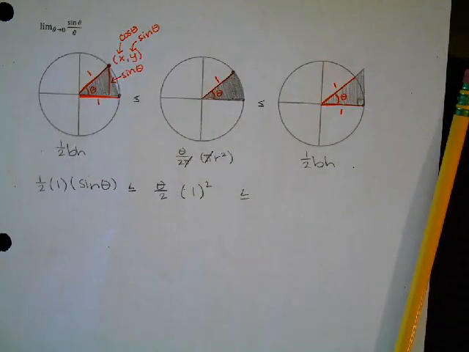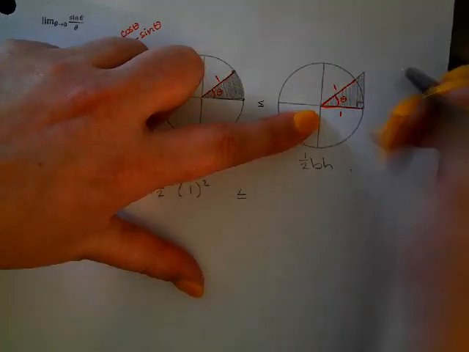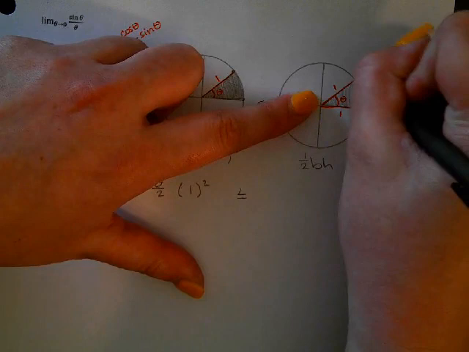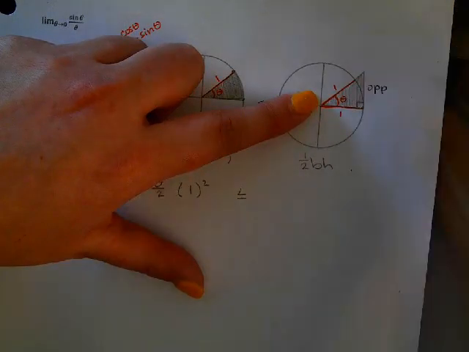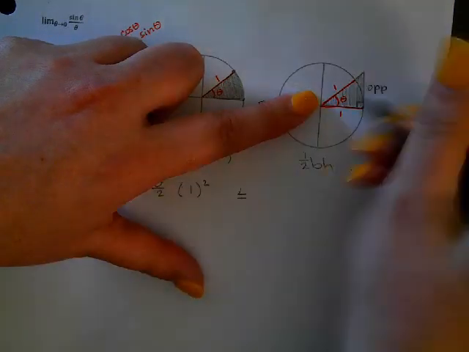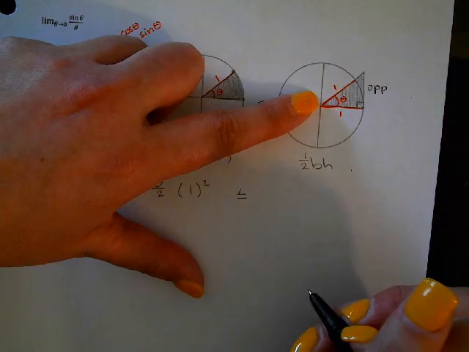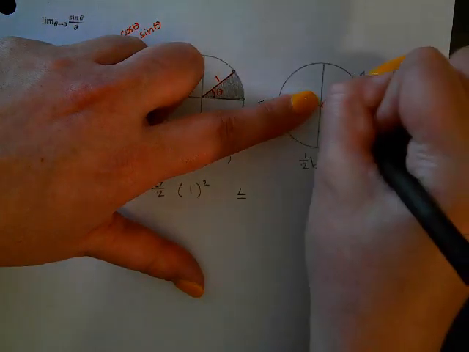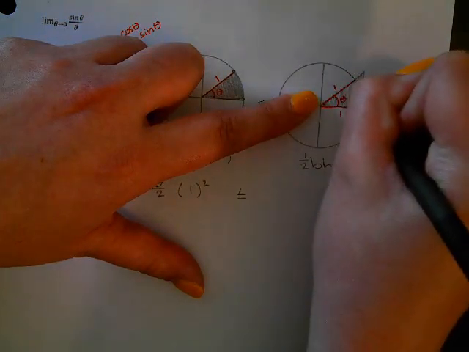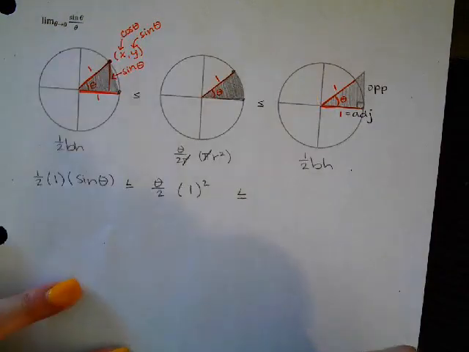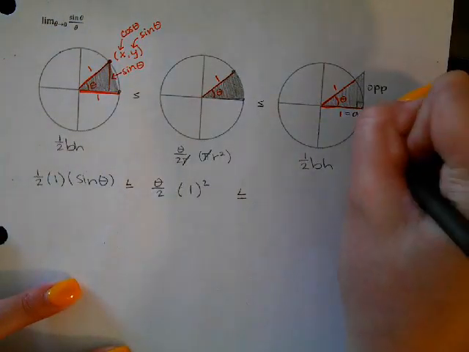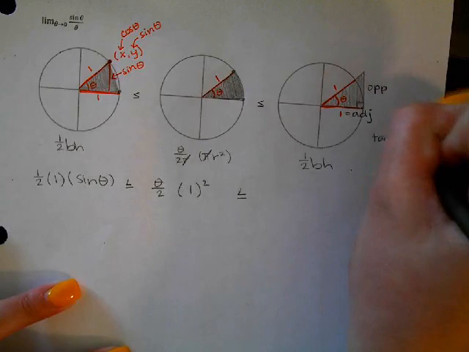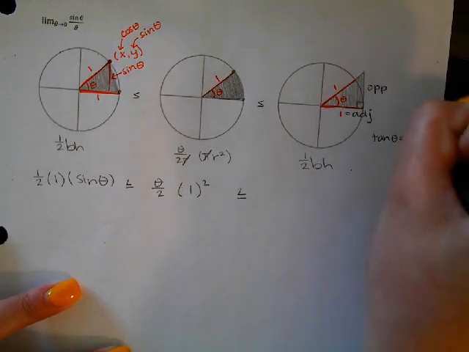Okay, so if that's theta, then this is the opposite side. Everyone agree with that? Okay. This is the adjacent side. Do we agree with that? Okay. So we know that tan theta equals opposite over adjacent, right? Do you agree with that?